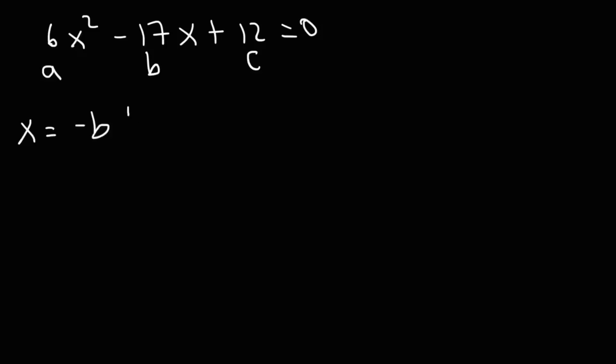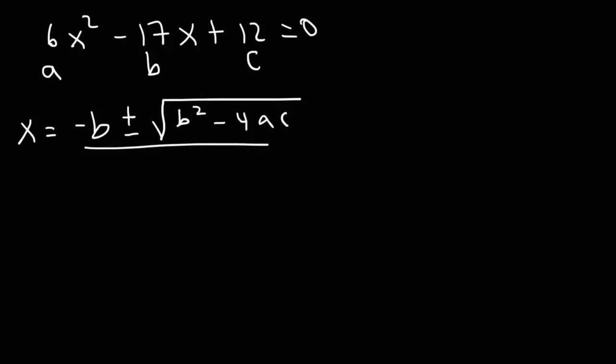Let's say we have this particular quadratic equation. Go ahead and use the quadratic formula to get the answer. So we can see that a is 6, b is negative 17, and c is 12. So let's begin by writing the formula. So it's x is equal to negative b plus or minus the square root of b squared minus 4ac divided by 2a.